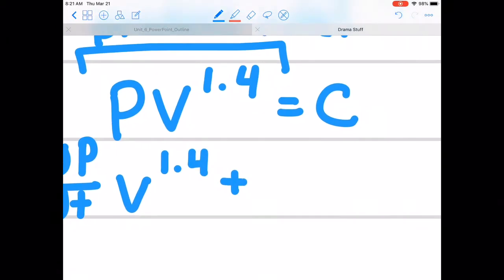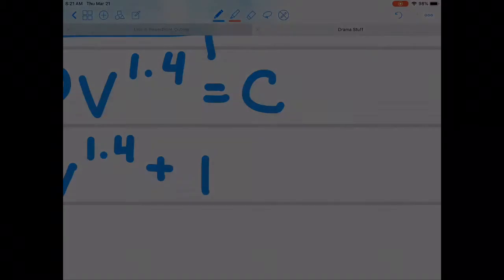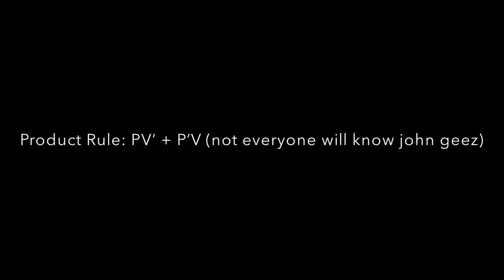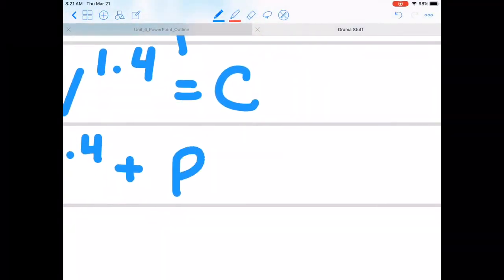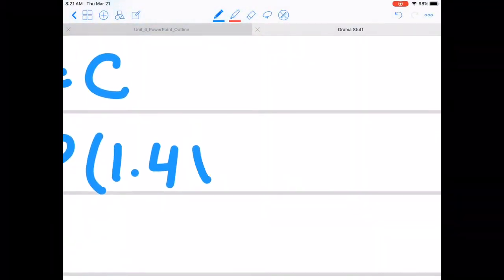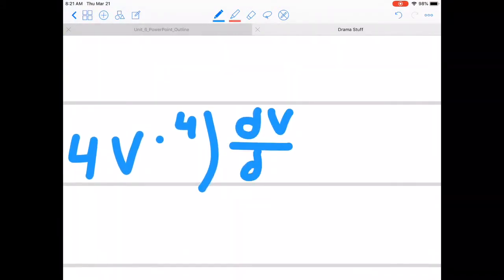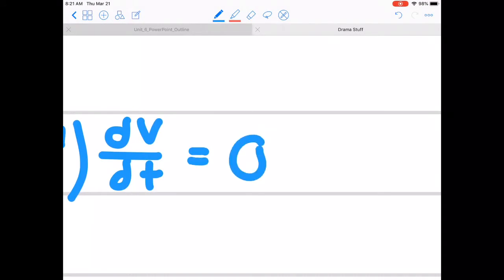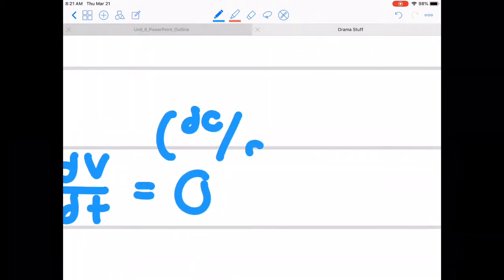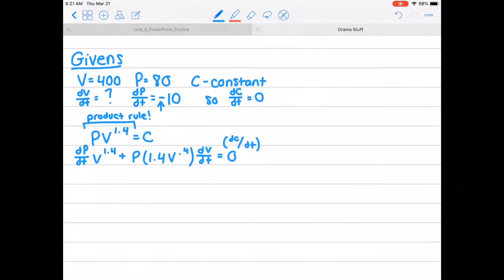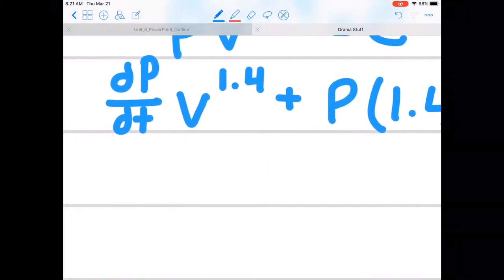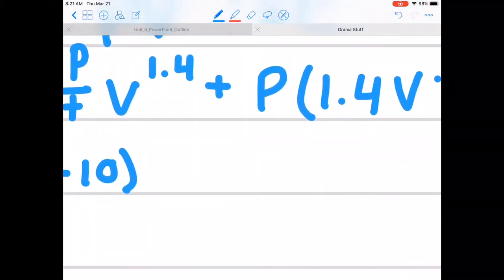Y'all know how to do this. I really don't need to explain this to you. This is just working out the product rule. And remember, the derivative of C is 0, because it's just a constant.